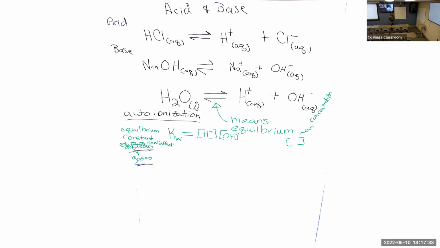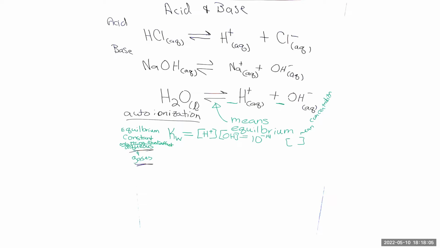Now, the equilibrium constant is a constant, which means that it's always going to be the same value. The equilibrium constant is always going to equal 10 to the minus 14. Now, we know about chemistry, and we know that these represent quantities. So I have one of these and one of these, is that correct? Yes. Okay.